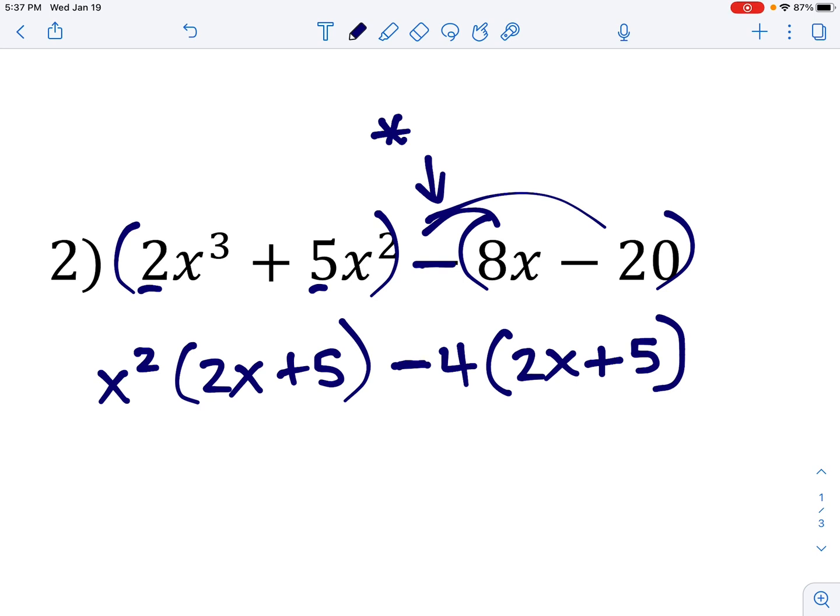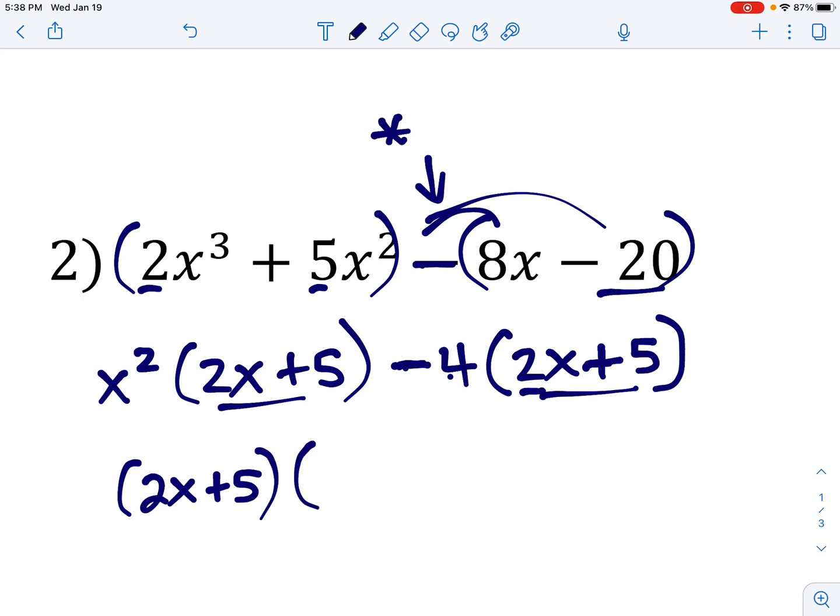If I have negative 8 divided by a negative 4, that gives me a positive 2. But if I have negative 20 divided by negative 4, that gives me a positive 5. So you have to think about those negatives. It's going to change the sign inside the box or inside the parentheses. Okay? So now I have my common factors. They're both exactly the same. So I know I can write that in parentheses out front, 2x plus 5. Write what's left, x squared minus 4.